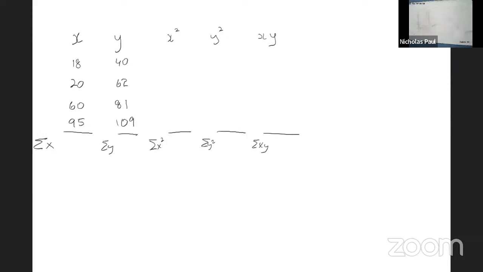Nice. What is sum of y? 292. Nice. All right, help me work out x squared, please. X squared is how much?